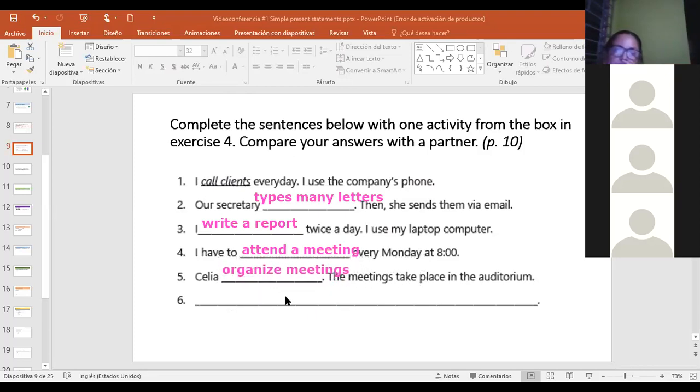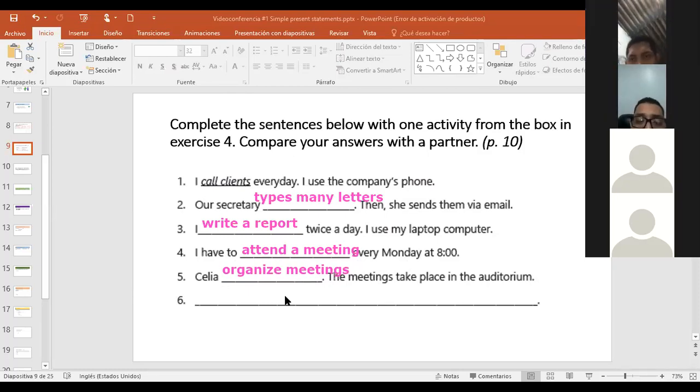Also, you can write a report. But look at the second part. Mira la segunda parte. Dice, the meetings take place in the auditorium. If it says Celia writes reports, then the meetings take place in the auditorium. No hay coherencia de ideas. You're right. Very good. Now, let's see.